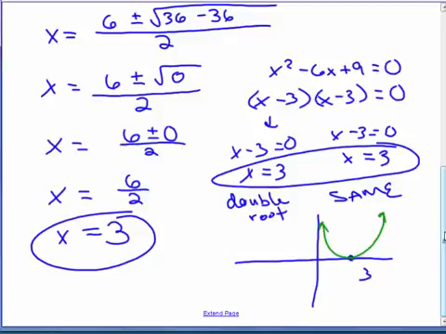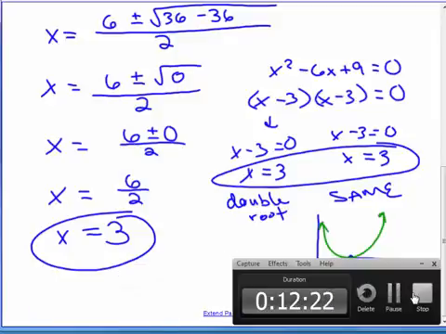So you're going to have 3 different possibilities here. One where you get 2 solutions for the quadratic formula, one where you get 1 solution like the one we just did, and then finally one where there is no solution when you have the square root of a negative.